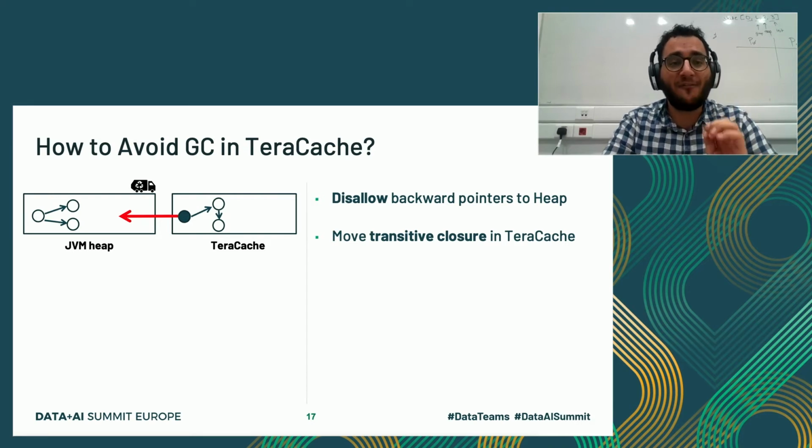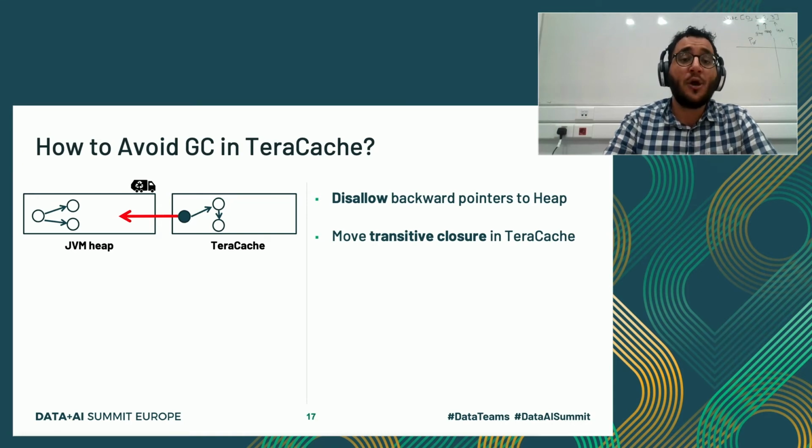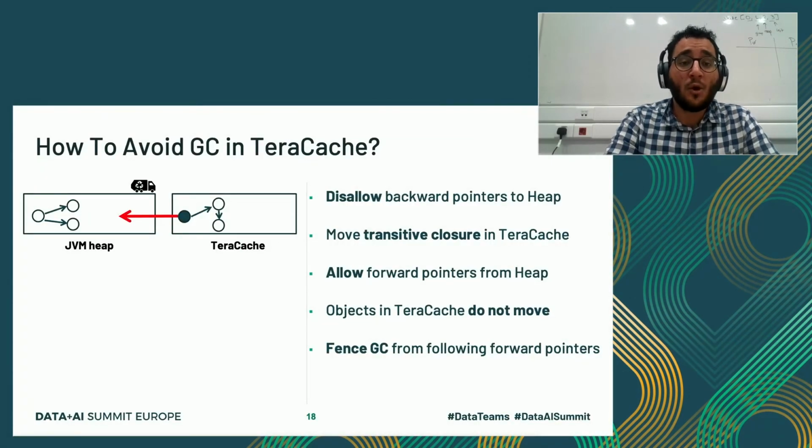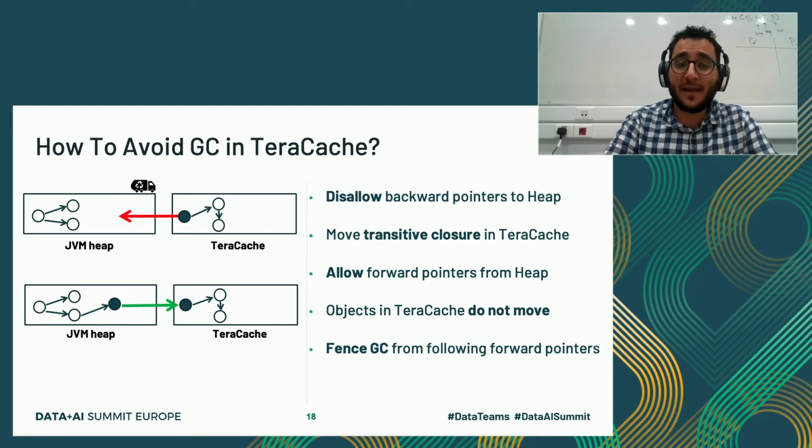So in order to avoid the garbage collection in the TeraCache, we move the transitive closure of an object from the JVM heap to TeraCache, and as a result we disallow backward pointers. Next, we allow forward pointers from the JVM heap to TeraCache because objects in TeraCache do not move, but we fence the garbage collector from following forward pointers into TeraCache, because now TeraCache is located in a slower device, and we would have a performance overhead.